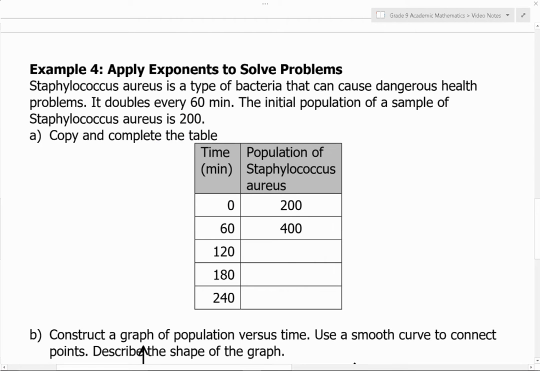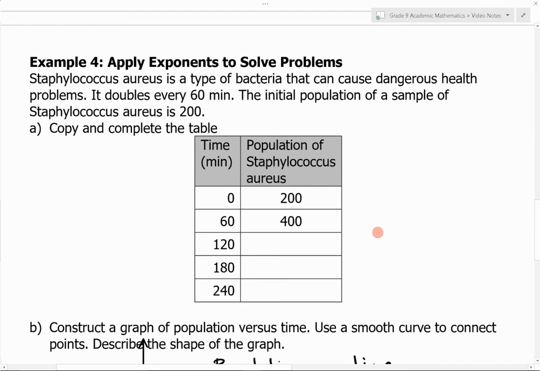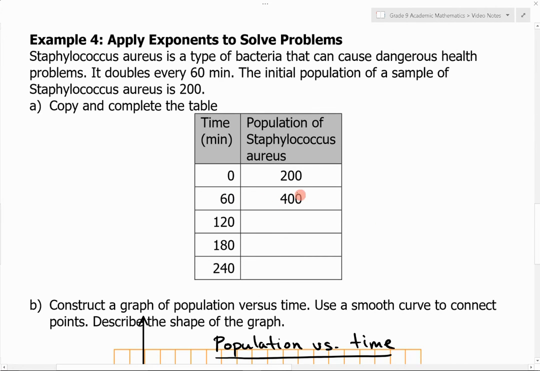So maybe you're studying a petri dish or something, and we have 200 bacteria in the beginning. After 1 hour, 60 minutes, it doubles to 400. After another hour, this population of 400 is going to double again. It's going to become 800.